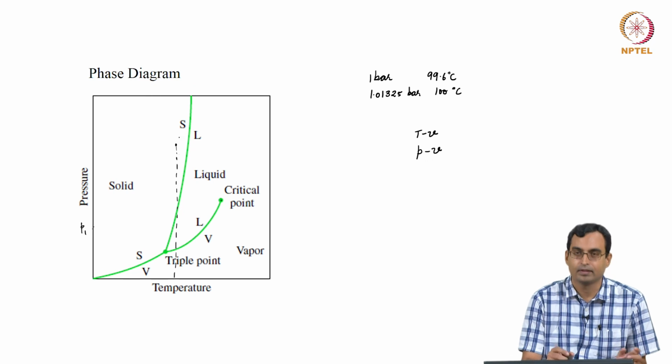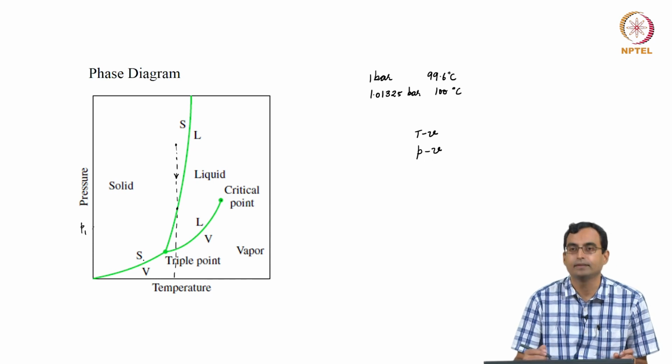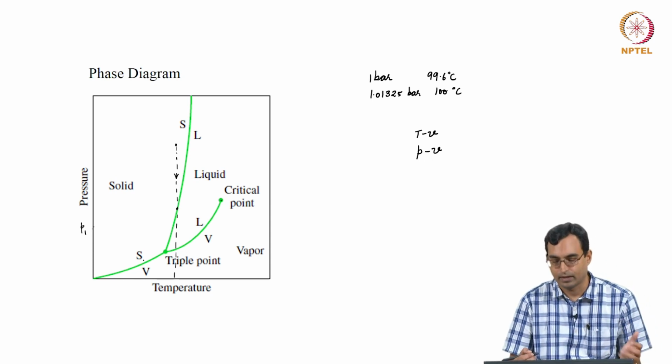If I reduce the pressure, the molecules can start to go farther apart, and if I am at some temperature in this range, as I reduce the pressure, if I go like this, at some point of time I reach this solid liquid line, and then the solid starts getting converted into a liquid.